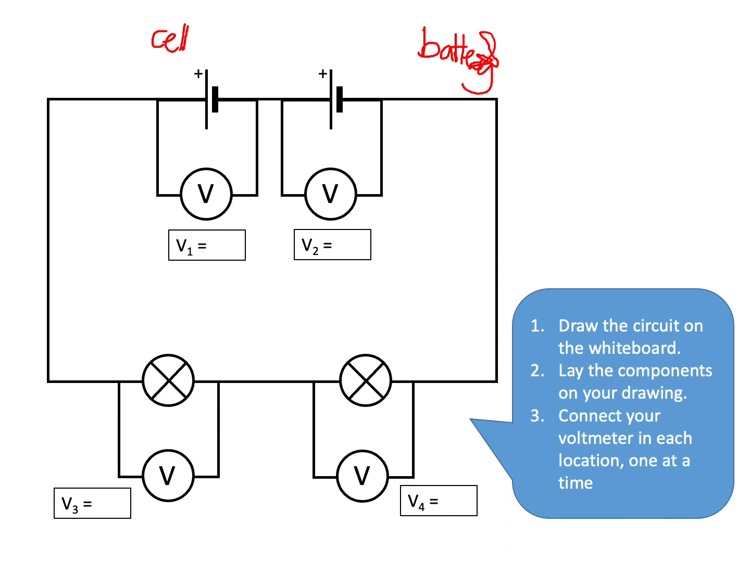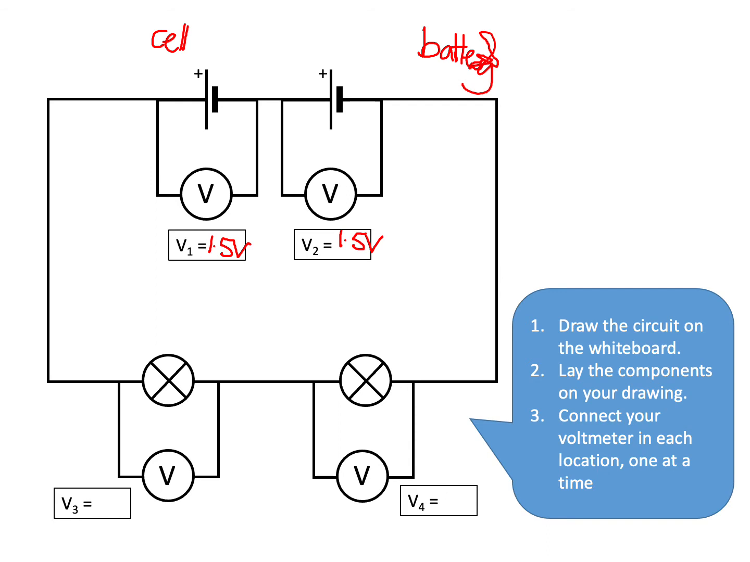Normally the voltage of one cell is 1.5 volts. Okay, so you need to record these voltages onto your worksheet. I've got another cell here and it's identical. That is also 1.5 volts.